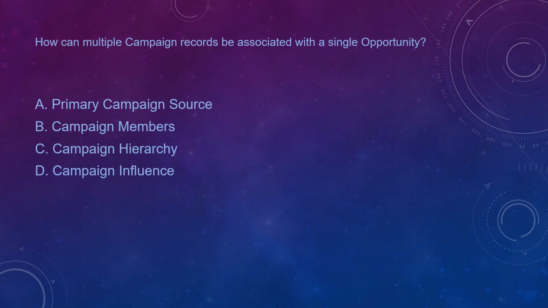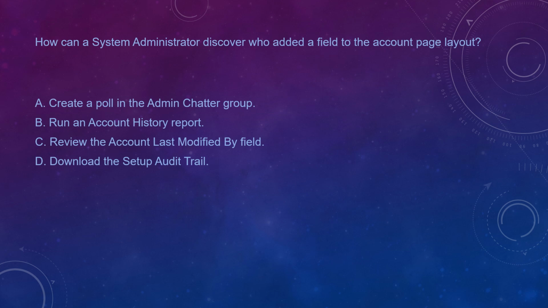How can a system administrator discover who added a field to an account page layout? A, create a poll in the admin chatter group. B, run an account history report. C, review the account last modified by field. D, download a setup audit trail.